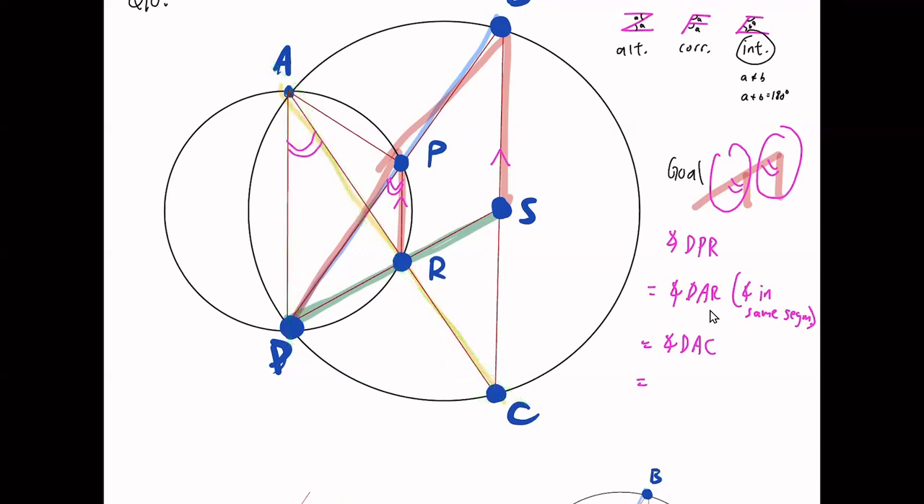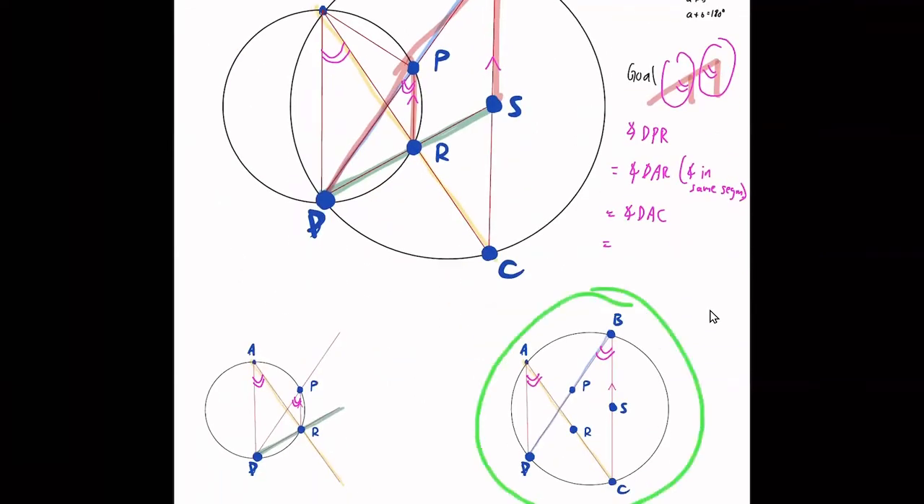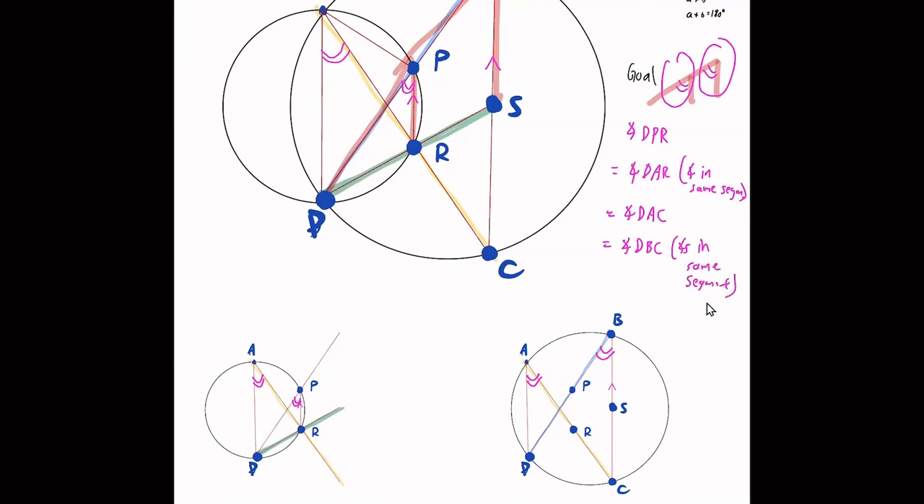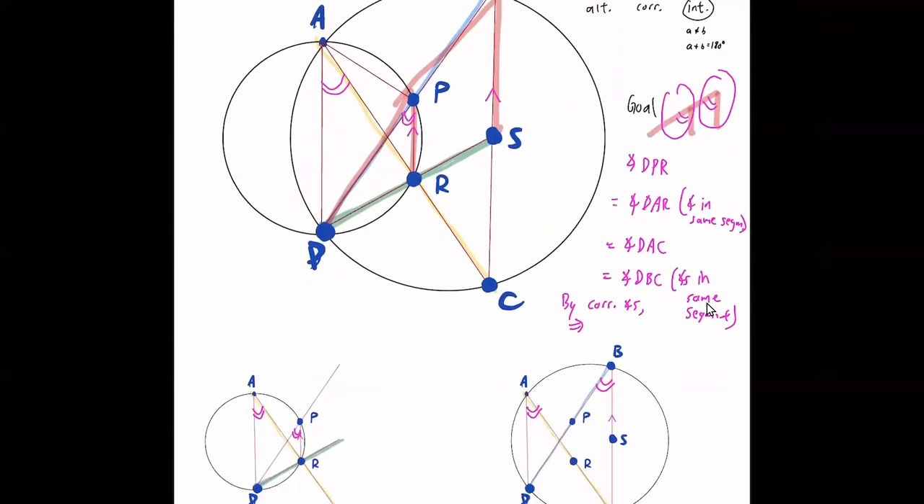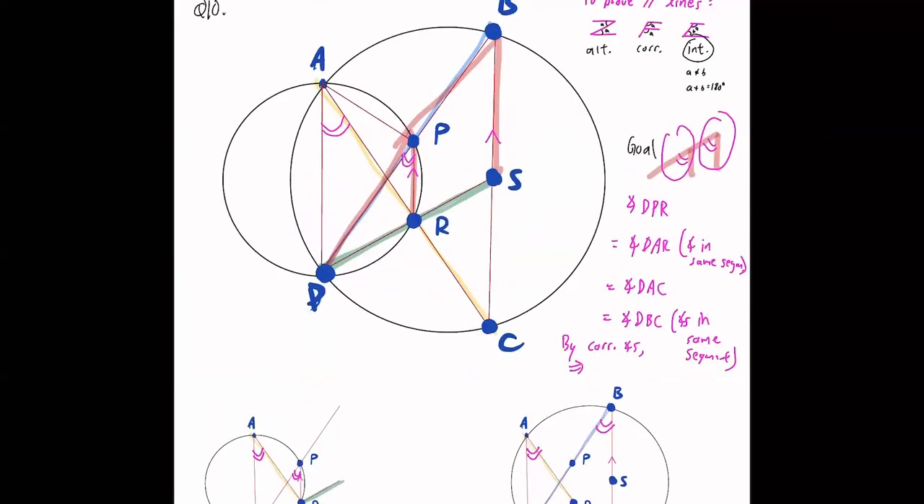So once you have angle DAC, if you look at the filtered second circle, you realize that it's really just equal to angle DBC because of angles in same segment in the second circle. Okay, and then you're done. One more line, by corresponding angles, the two lines are parallel. PR parallel to BC. Okay, that's all.